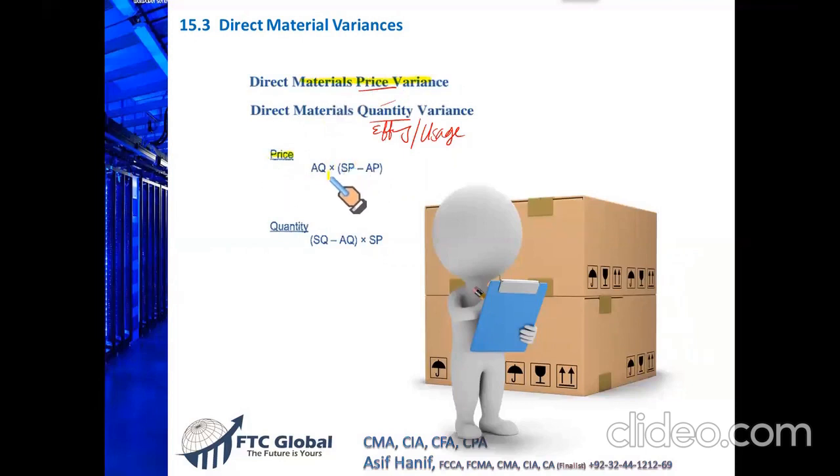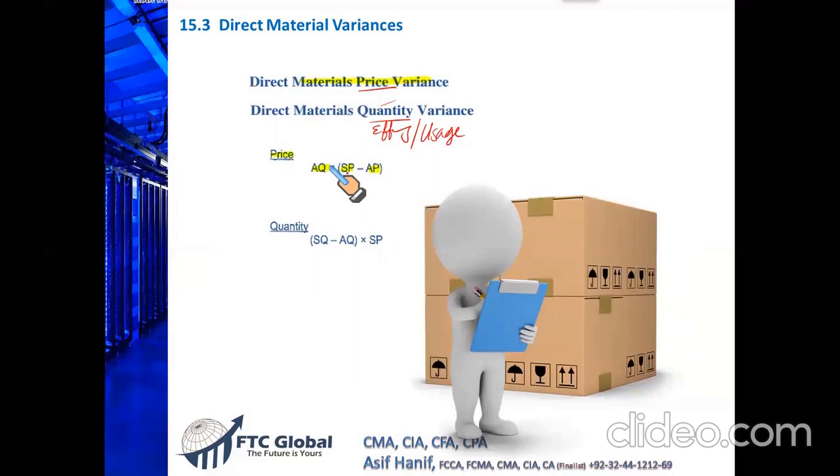Direct material price variance calculates the difference between standard price and actual price. Standard price is what the price should be as per our target. Standard price is the price that we thought we will pay. Actual price is the price we actually paid. So the difference between the standard price and actual price, multiply this with the actual quantity given in the question. Now listen to me very carefully.